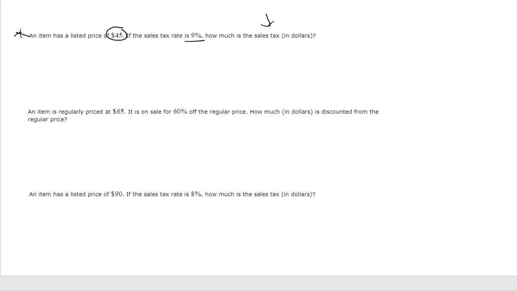Okay, so this one says, how much is the sales tax? Now, remember that when you purchase something from a store, whatever the cost of the item is, also gets charged an additional amount for sales tax. Okay, and sales tax is always a percentage of the cost of the item. So if we're trying to calculate the sales tax that we're going to have to pay if the item costs $45, what we do is we take the $45, and if the sales tax rate is 9%, we would have to figure out what 9% of $45 is, and then that's our sales tax.